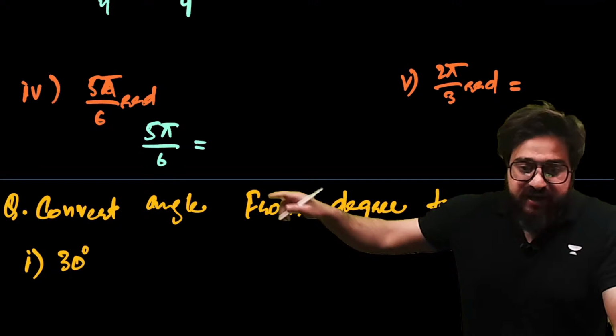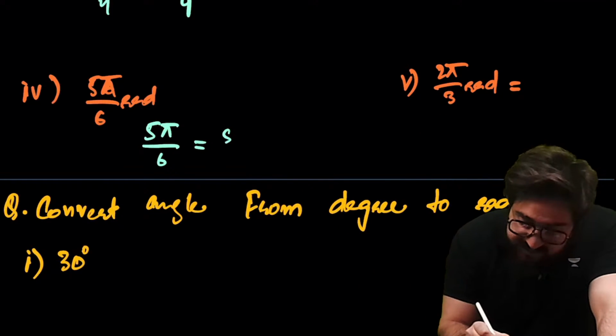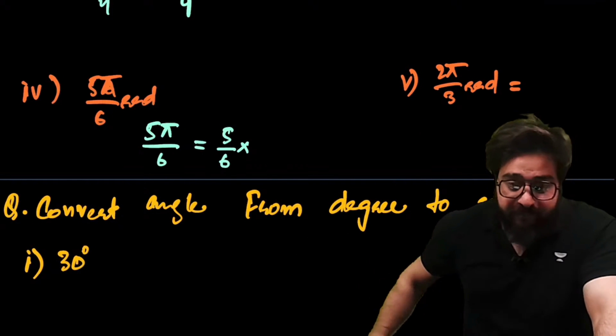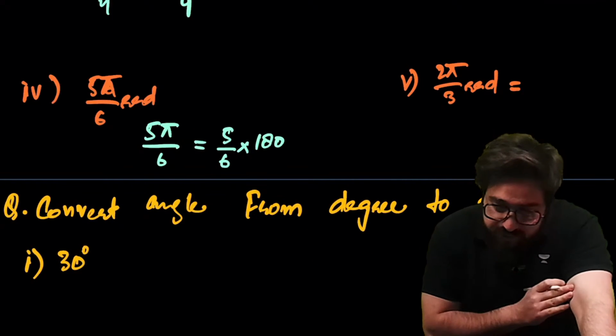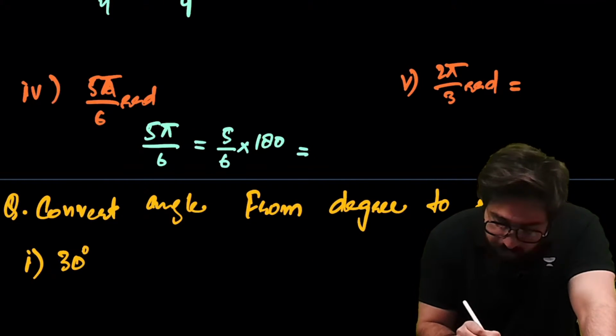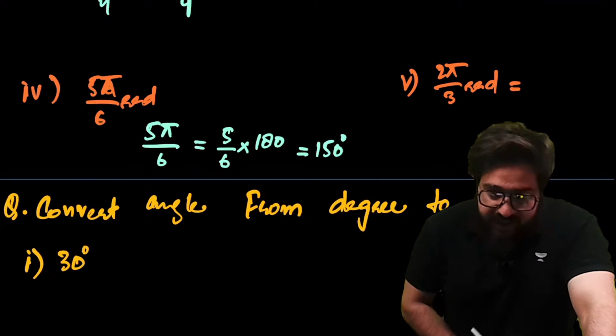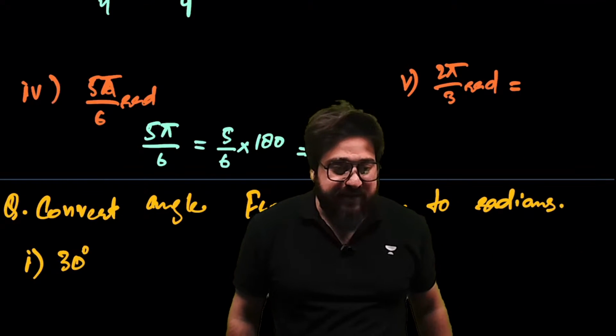Sir, we can write, see, pi by 6 you will write as it is. This is 5 divided by 6 multiplied by pi, and instead of pi, you write 180 over here. Now, how much will this come out to be? This is 150 degrees. As simple as that.